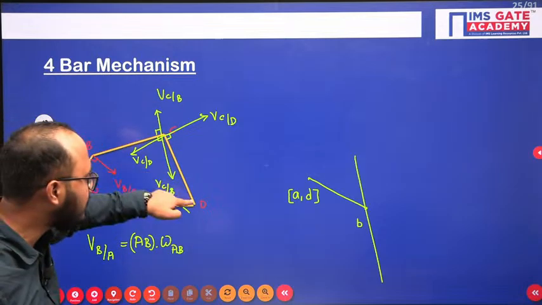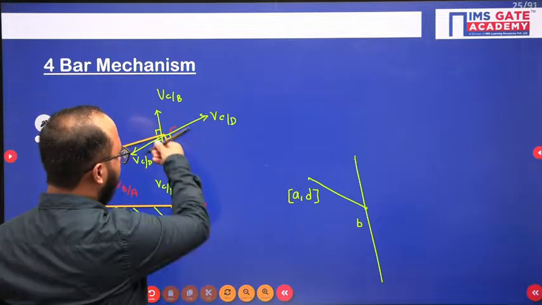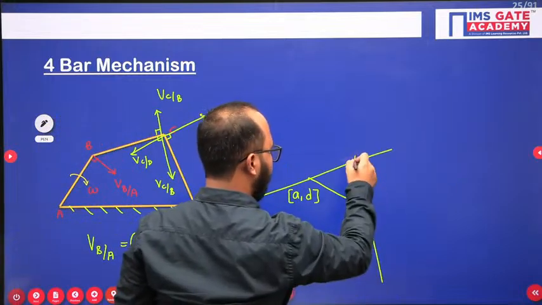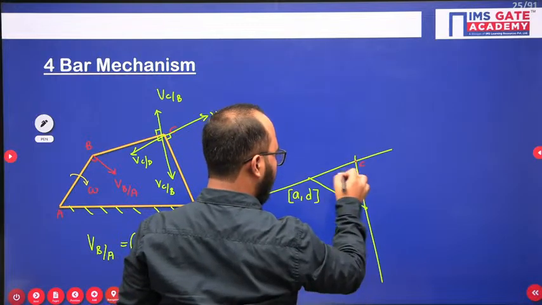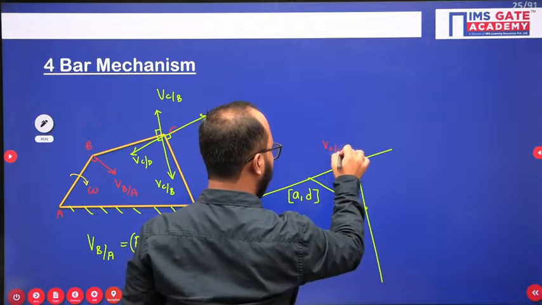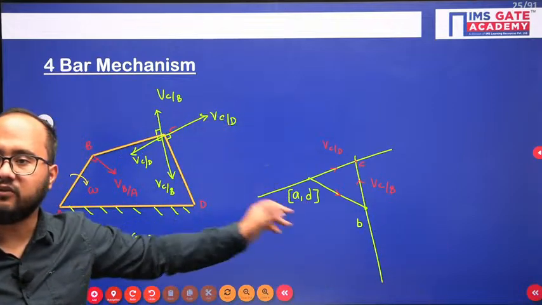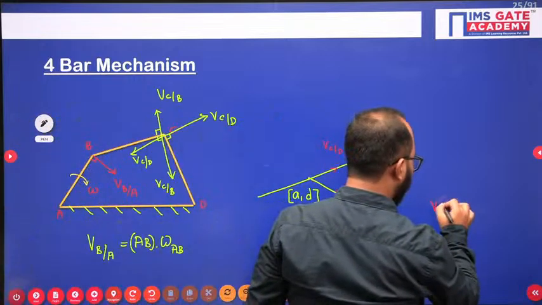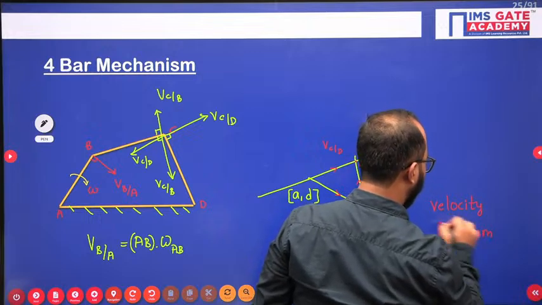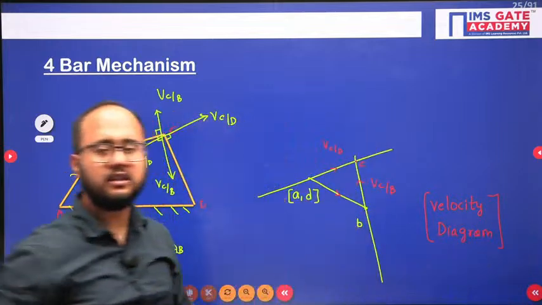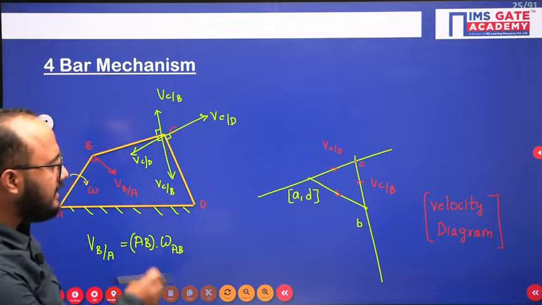Now velocity of C with respect to D: D is a given point, it is the reference for C with respect to D. This vector I will draw from point D like this. So both the points are meeting here, that point belongs to C. So this is the velocity of B with respect to A, this is the velocity of C with respect to D, and this is the velocity of C with respect to B. This is what is known as the velocity diagram. If you have understood the approach, you can solve any kind of problem with it, and you will get the answer for the given unknowns.